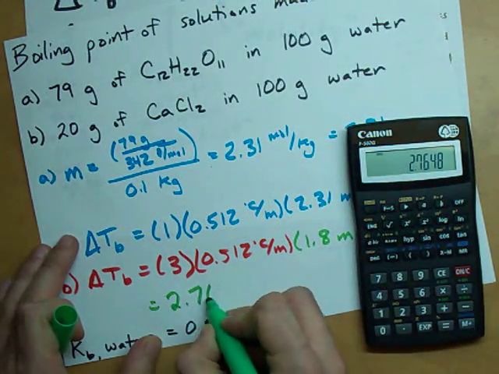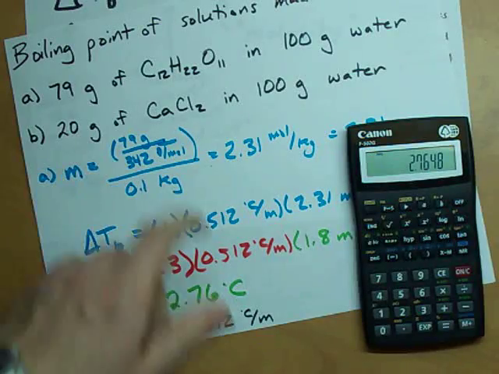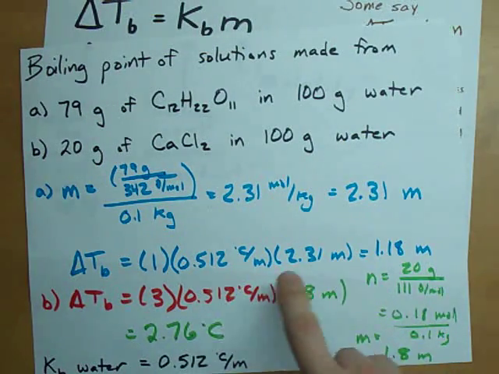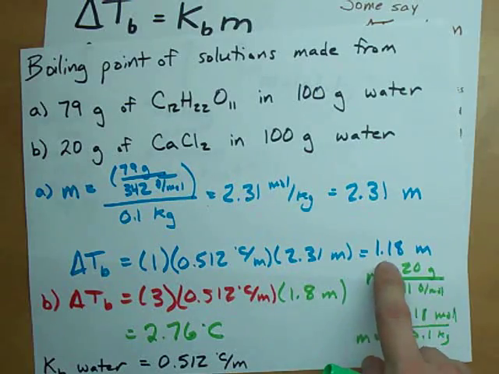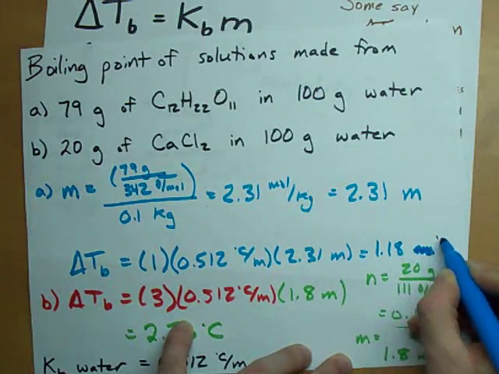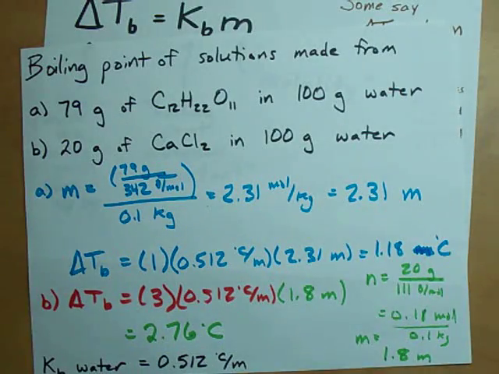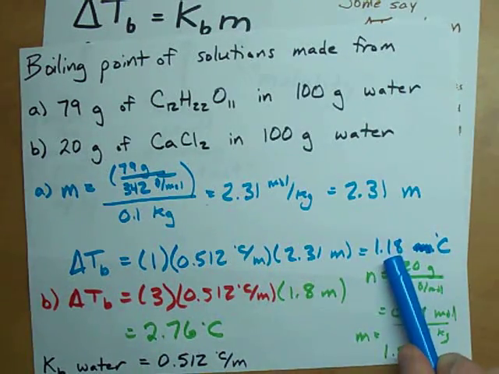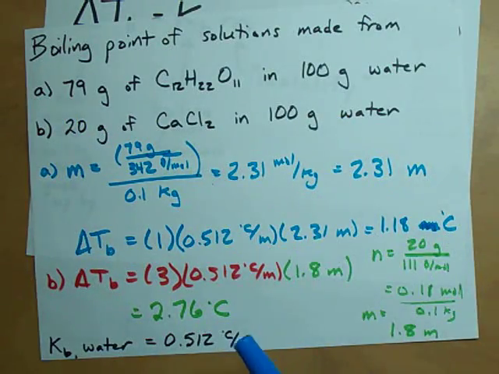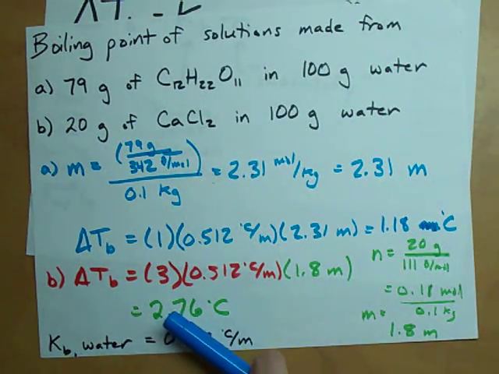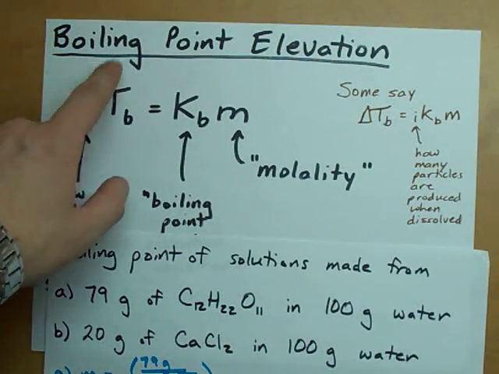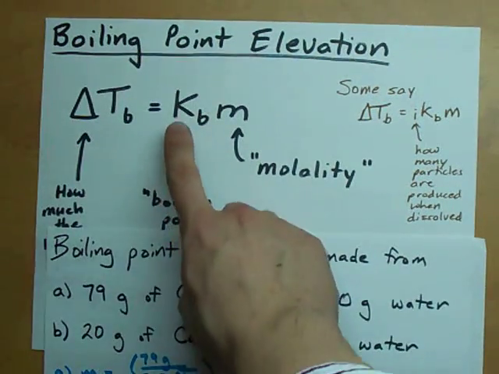2.76 degrees Celsius. The first solution went up by 1.18 degrees Celsius, so it boils at 101.18 degrees Celsius. Wow, I used the completely wrong unit there. This second solution boils at 102.76 degrees Celsius.